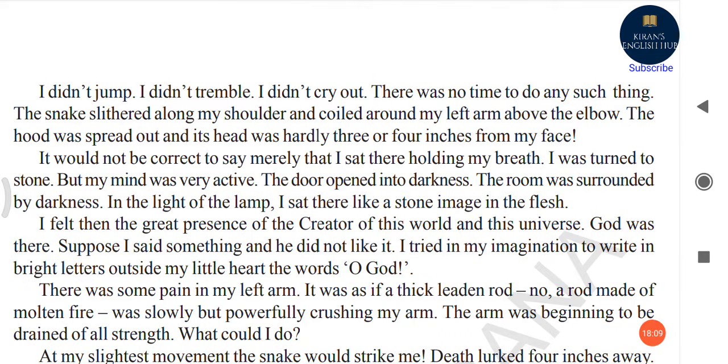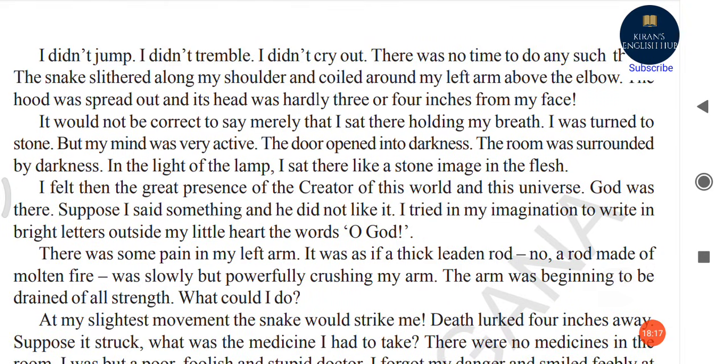Okay, just like your index finger, 3 to 4 inches. That is the only difference between his face and the face of the snake. It would not be correct to say merely that I sat there holding my breath. Okay, so he was just holding his breath and sitting there. I was turned to stone, in the sense he was not moving at all. He was just sitting like a stone. But my mind was very active. Okay, so though he was sitting like a stone, his mind was very much active.